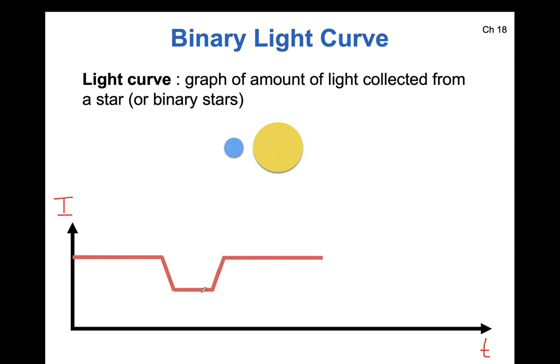And now we continue with our orbit until we get to the point where the blue one goes behind and there's a bigger drop. Why? Because when the blue star goes behind, we lose all the light from the blue star instead of just some of the light from the yellow because of their relative sizes. So check that out. You got two different drops in the light curve.